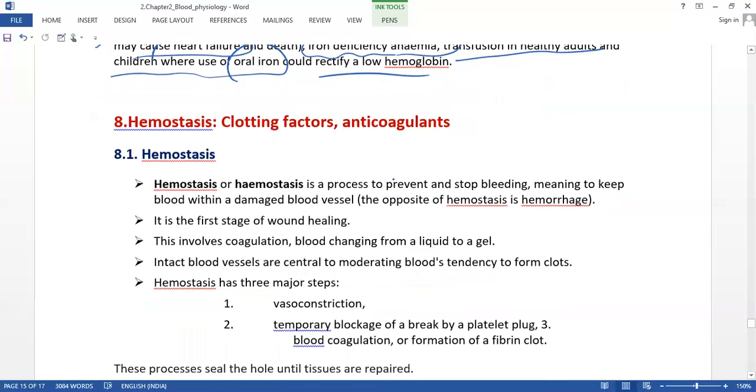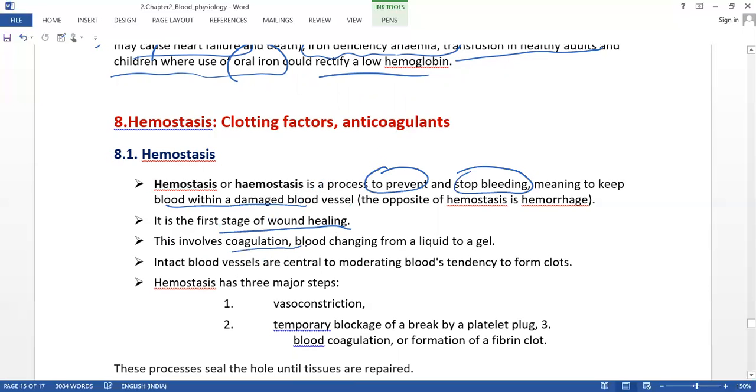So, hemostasis, also spelled haemostasis. This is a process to prevent or stop bleeding. The meaning is to keep the blood within a damaged blood vessel, not let it flow out. This is the first stage of wound healing. If you stop the blood flow, then the healing stage begins. This is a prevention of overflowing of the blood.